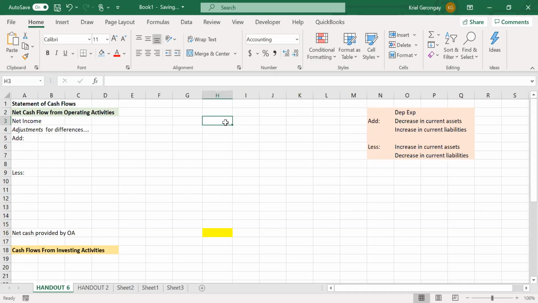For our net income, if you look at handout 6, at the bottom portion, it will give you a brief income statement type of thing. Here it says that your net income is 9,000. So we're just going to copy it here, 9,000.